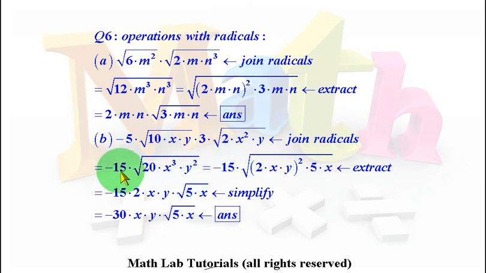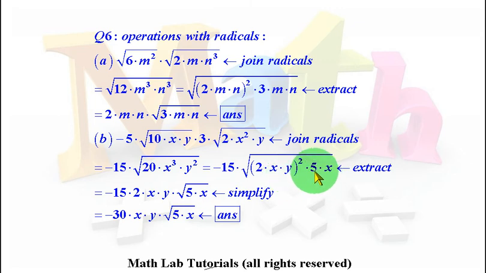Okay, so we carry the minus 15. We put a big square root. We open up an empty bin, raise to the power 2, and leave this blank. 20 decomposes as 4.5, and the square root of 4 is 2. Drop it inside the bin. And then x cubed decomposes as x squared dot x. The square root of x squared is x. Drop it inside the bin. And of course, the square root of y squared is just y. Drop it inside the bin.